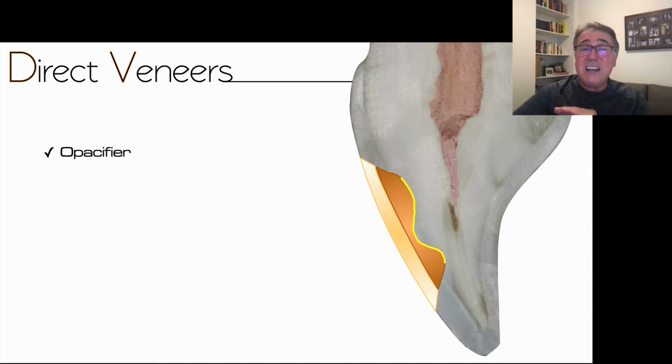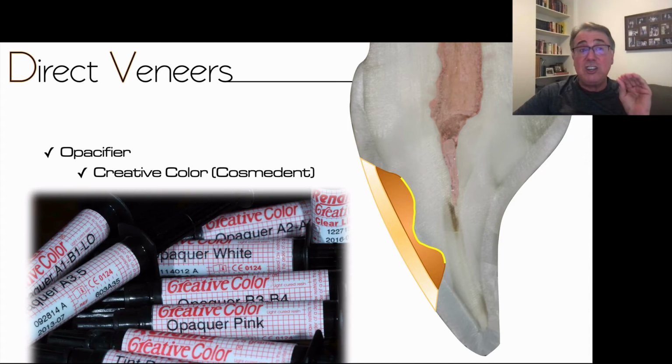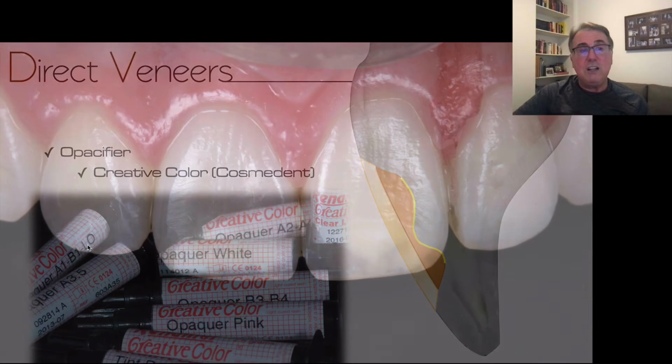But not just any opacifier. It has to be a very light opacifier, such as the Creative Color from Cosmedent. They have a bunch of opacifiers in different shades, but the ones I use most are the shades A2, A2.5, this is one shade, and then the other shade is A1, B1, LO, light opaque, okay? Those are the two shades that I really like to use, and we can put them on the bottom of the lesion, okay?